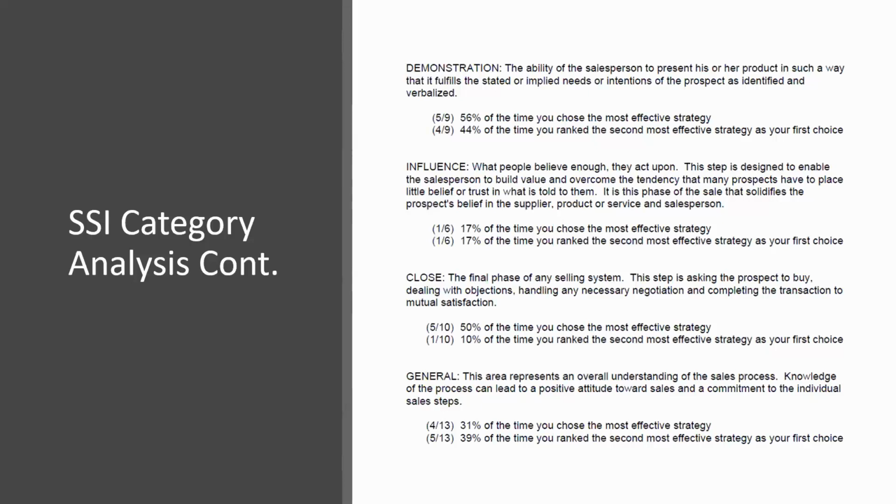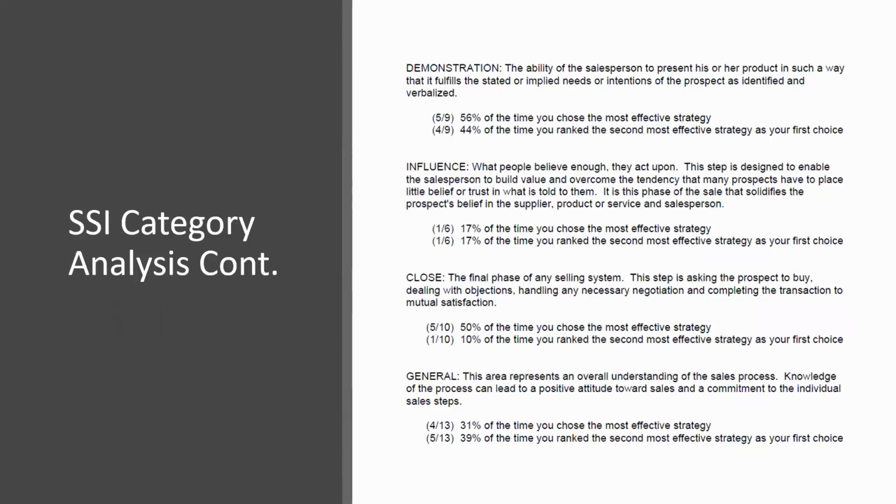Closing. This is the tough one here. 50% of the time you chose the most effective strategy. Well, we got some work to do, right? 10%, the second most effective. And then general overall understanding of the sales process. This particular candidate only chose the most effective strategy 31% of the time, and 39% of the time they ranked the second most effective strategy as their first choice.